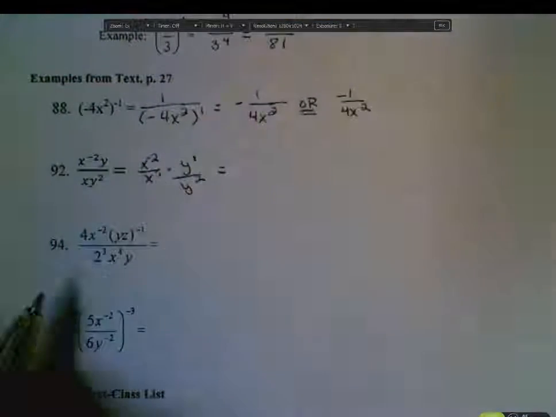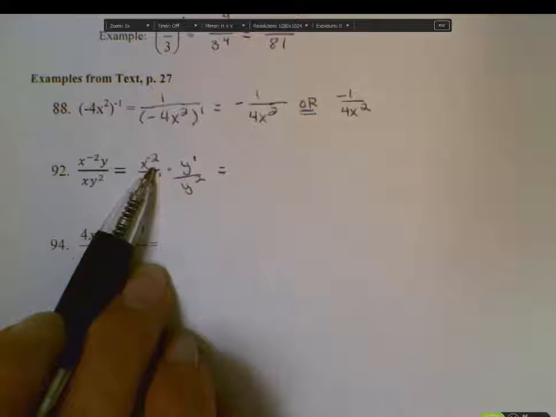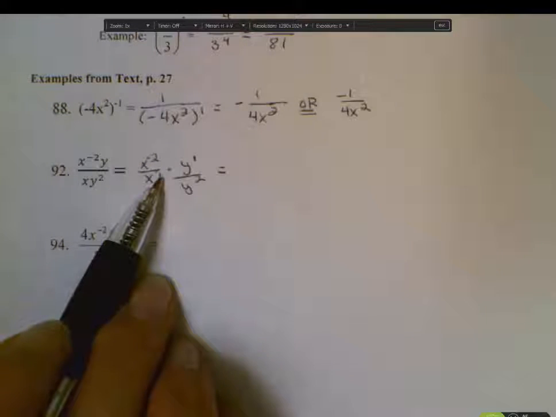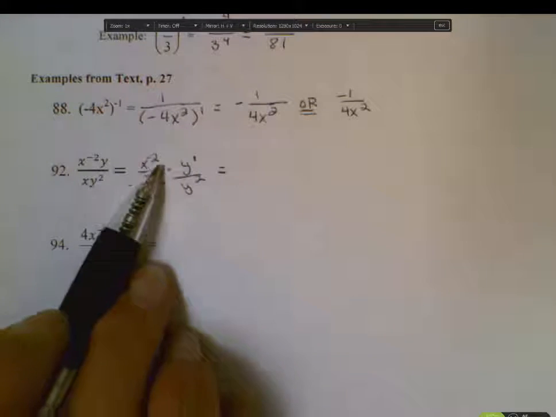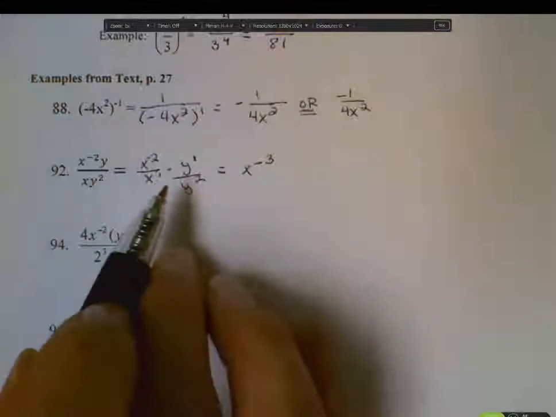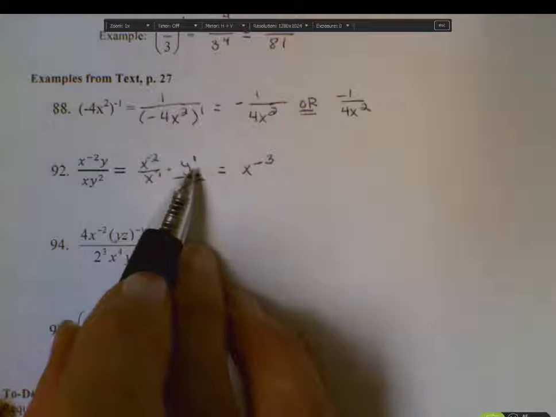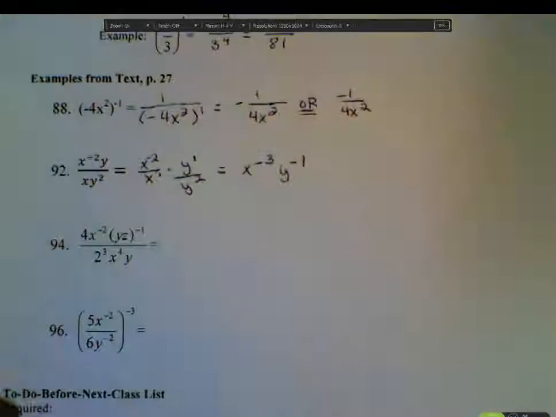And when you apply the quotient rule, subtract the bottom exponent from the top exponent. Negative 2 minus 1 is negative 3. So this first factor is equivalent to x to the negative 3. When you divide the y's by the quotient rule, subtract the bottom exponent from the top exponent. That gives you y to the negative 1.